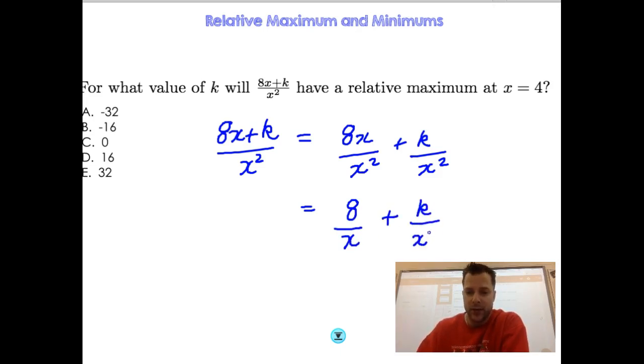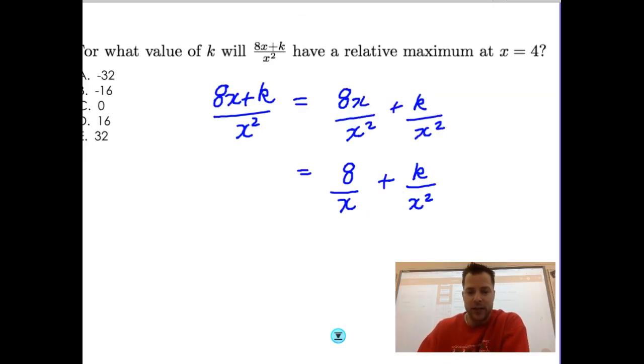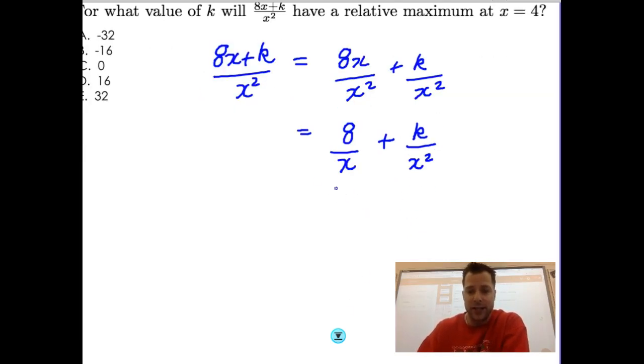Okay, so now we're looking for the relative maximum, so I've got to take the derivative, but I'm going to try to simplify this a little bit first. I'm going to say 8x to the negative 1 plus k times x to the negative 2. So now the derivative is just a power rule. That's all this is. So I'm going to take the derivative.